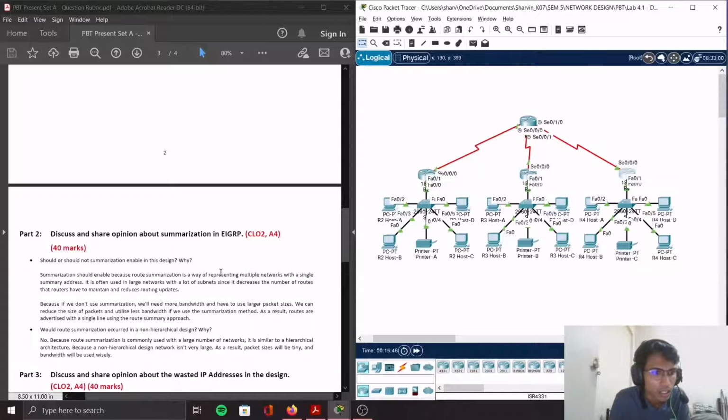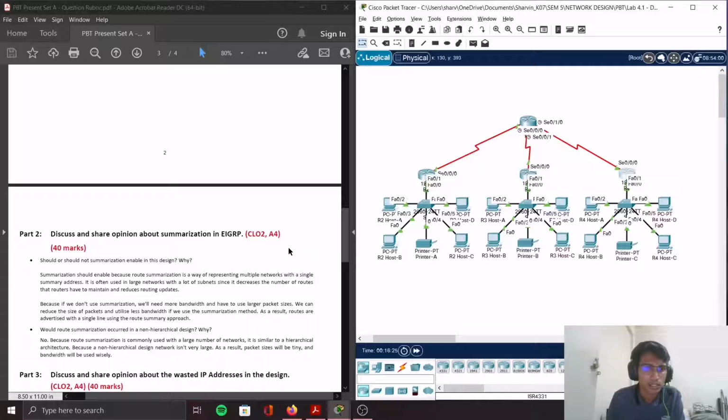Should or should not summarization be enabled in this design? Why? My opinion is summarization should be enabled, because route summarization is a way of representing multiple networks with a single summary address. It is often used in large networks with a lot of subnets, since it decreases the number of routes that routers have to maintain and reduces routing updates.